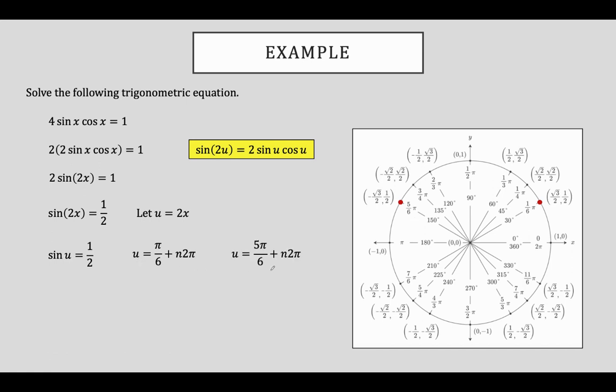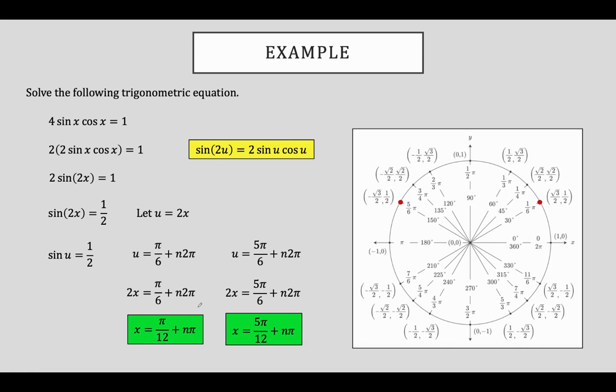Notice that these are my solutions for u. Our goal, however, is to solve for x. So what do we need to do now? Replace u with 2x. We know that u is equal to 2x. So we replace u with 2x, and to solve for x, we divide everything we see by 2. Remember, dividing by 2 is the same as multiplying by 1/2. That gives us x is equal to pi over 12 plus n pi, and x is equal to 5 pi over 12 plus n pi.